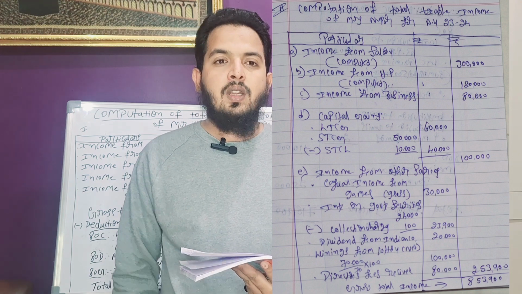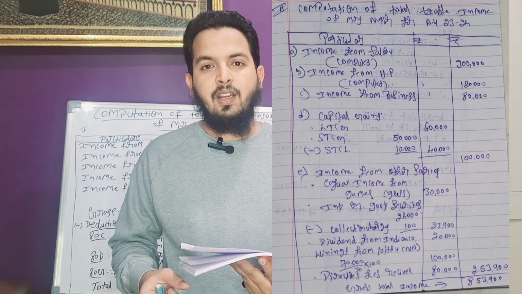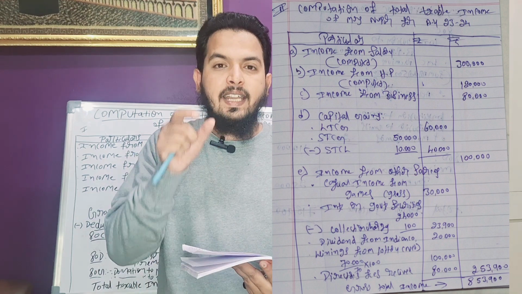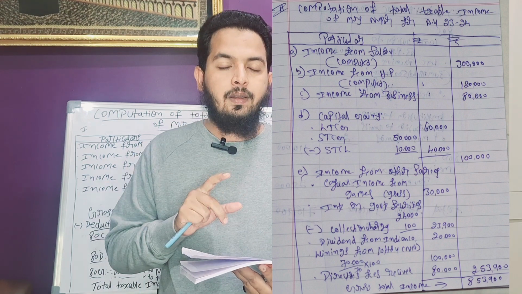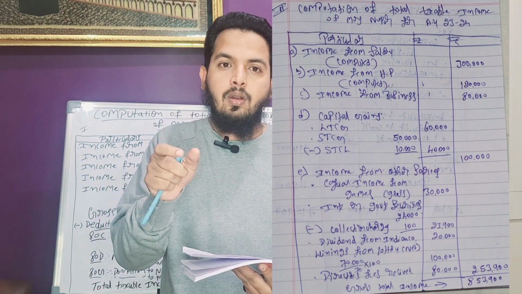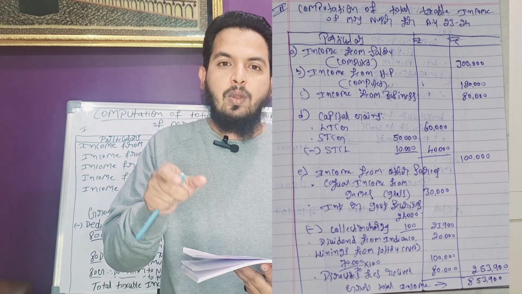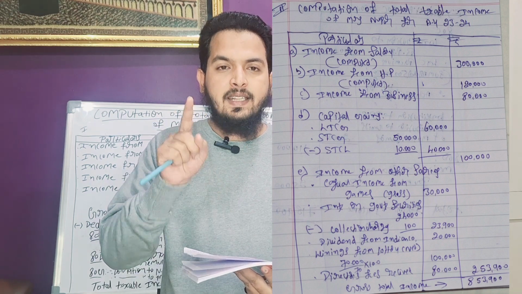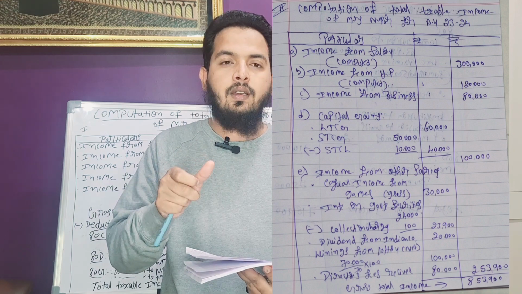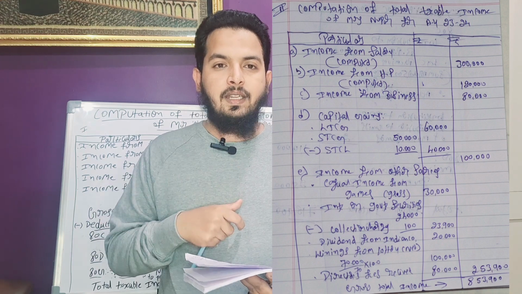See friends, here if you have long term capital loss, then you can only set it off against long term capital gain. If there is a loss from a long term capital asset, you have the option of this adjustment or set off only against long term capital gain.